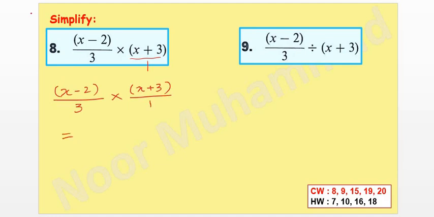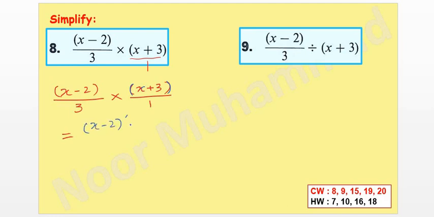Now some of the students start simplifying this 3 with this 3. Please remember, this 3 is a term and this whole is a factor. You can cancel the factor x plus 3 with the factor x plus 3, not individually. This 3 cannot be cancelled with any 3 in the denominator. So what are we going to get finally in the numerator?